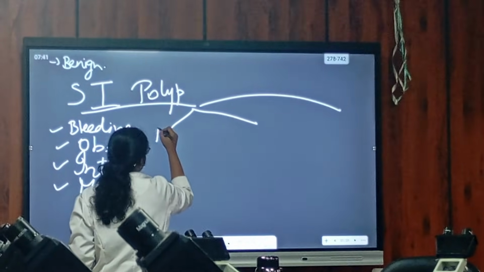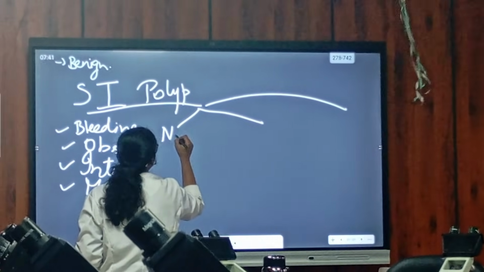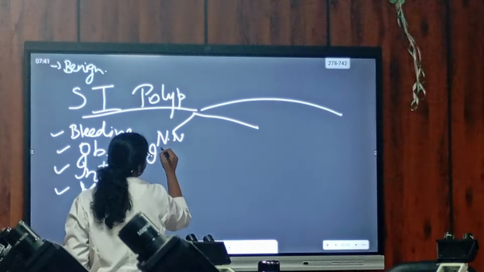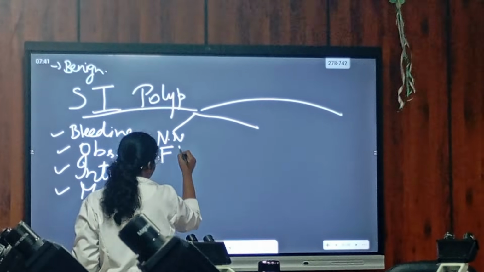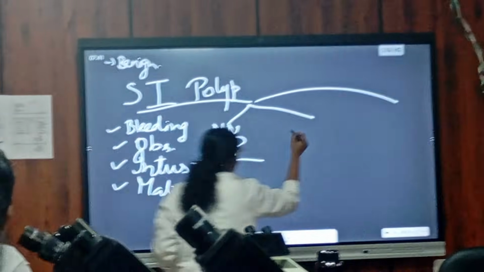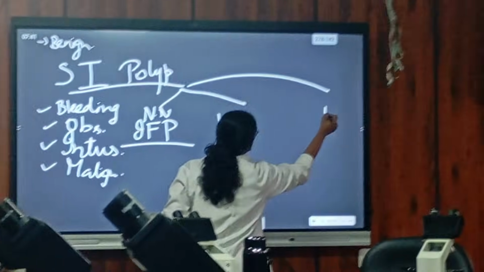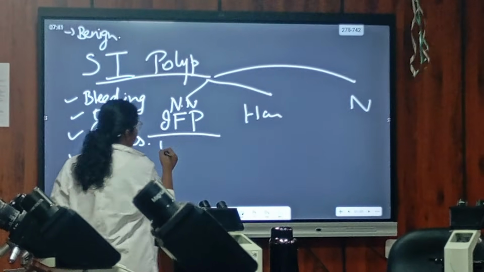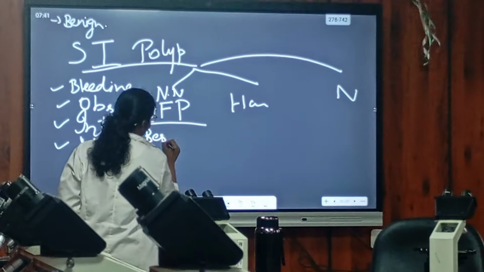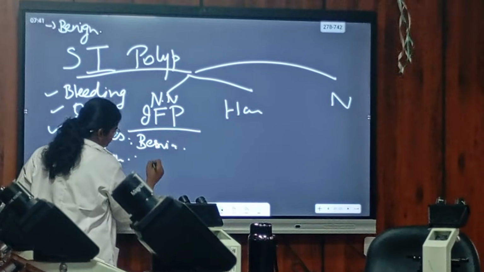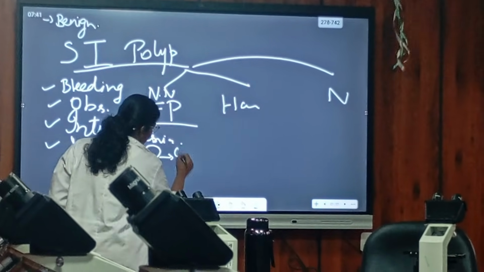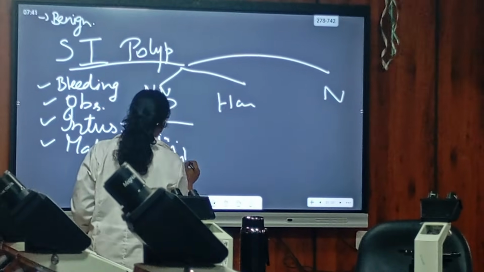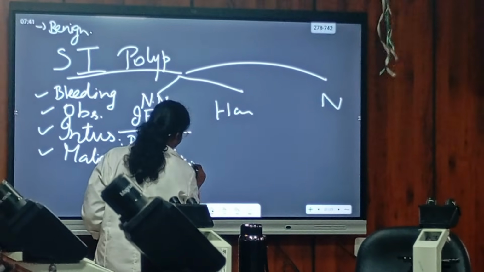First is non-neoplastic, inflammatory fibroid polyp, then hamartomatous lesion, and then neoplastic. Under non-neoplastic, inflammatory fibroid polyp is very common, which is a benign mesenchymal polyp. But it forms a polypoidal mass, which risks intussusception.